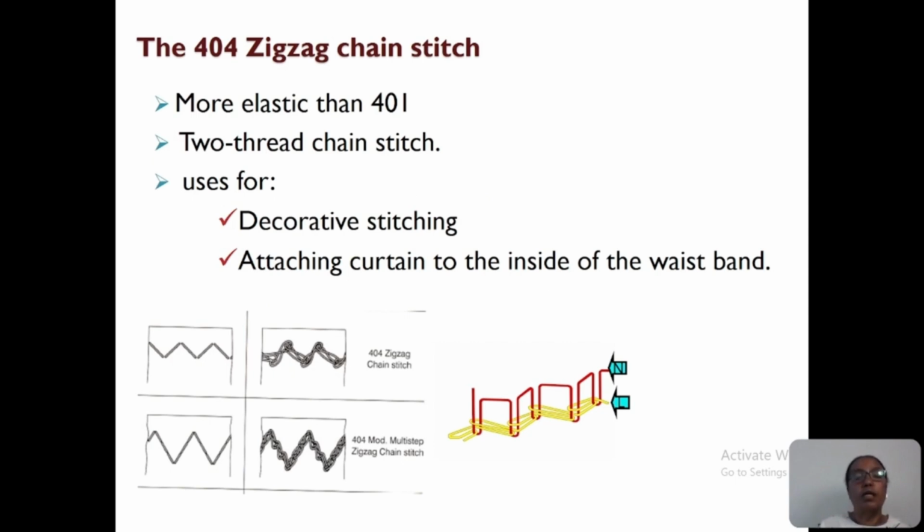404, under group class 400, is a zigzag chain stitch, more elastic than 401, a two-thread chain stitch, used for a decorative stitch and attaching curtain to the inside of the waistband. In this stitch type 404, this one is a looper and this one is the needle. So it is zigzag. It can be used for decorative stitch and also for curtains, using two-thread chain stitch, and it is more elastic than 401.